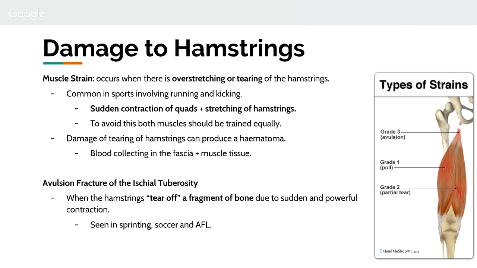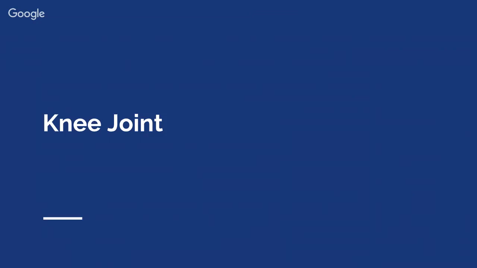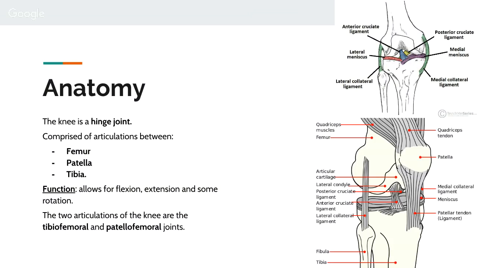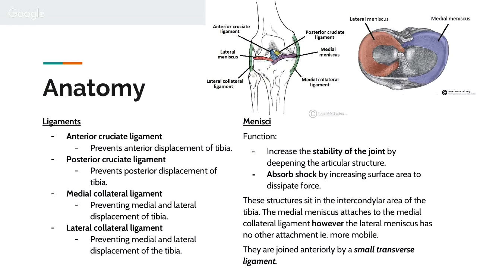And there are different types of strains. Knee joint, the hinge joint, for flexion, extension, and some rotation. There are two different articulations. So you need to know all of your ligaments and your meniscus. You guys are familiar with your ACLs, PCLs, MCLs, and LCLs, yeah? Okay.